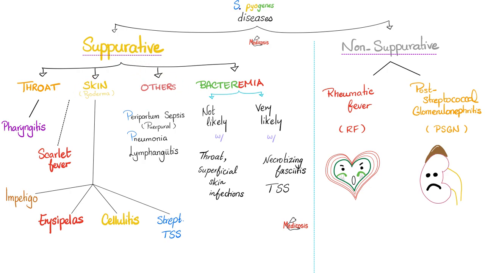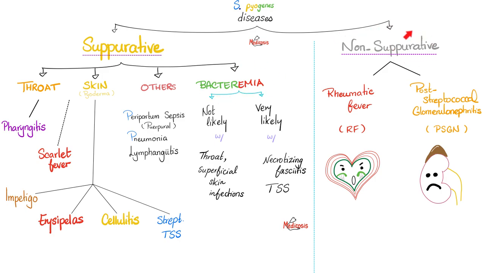Other suppurative diseases caused by Strep pyogenes include puerperal sepsis or peripartum sepsis, pneumonia, and lymphangiitis. Can Streptococcus pyogenes cause bacteremia? Yes, especially if you have toxic shock-like syndrome or necrotizing fasciitis. Bacteremia is less likely with throat infections and superficial skin infections. But as you get deeper, you're closer to blood vessels. Therefore, bacteremia becomes more likely. Bacteremia means bacteria in the blood, lots of them.